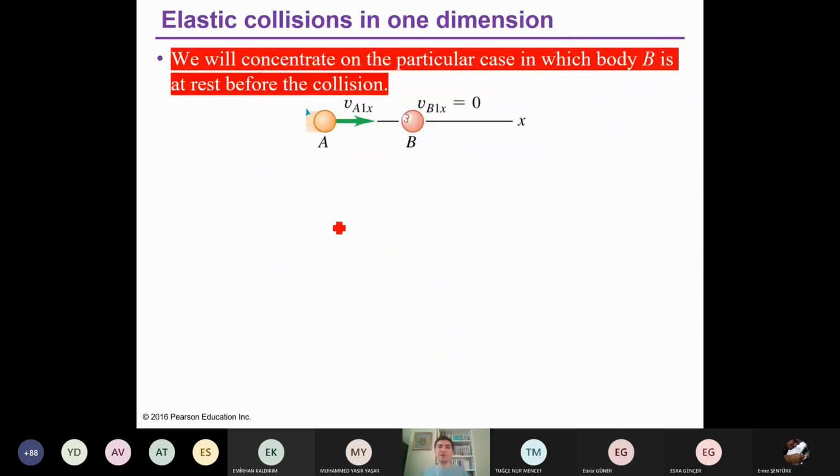Okay, then let me continue and discuss special conditions in elastic collision. So what about if body B is at rest before the collision? Here we have again two balls. This is the A ball on the left side. It has certain velocity and it is moving along the positive X direction, let's say. And here we have a B ball. B ball is at rest. This is a special condition, a particular case, and the velocity of the B ball is 0. Okay, now what will happen if the collision is elastic here?